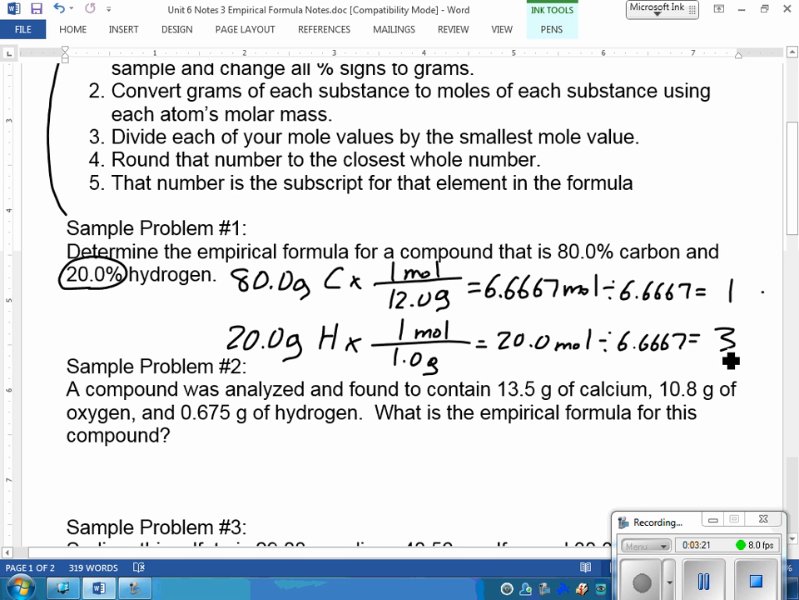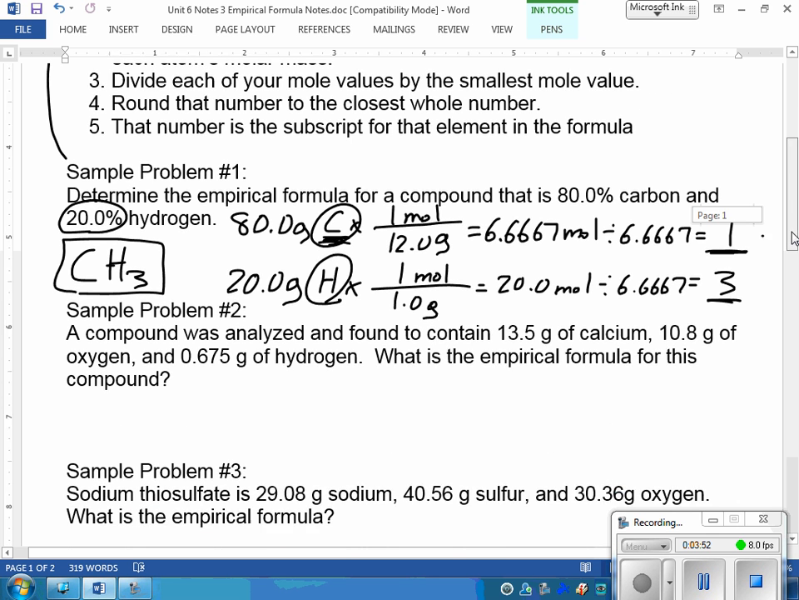And what that tells you is that for carbon, your formula has 1 of them. And for hydrogen in your formula, you have 3 of them. So I'm just going to list them in the same order that they're listed in the problem. They listed carbon first, then they listed hydrogen. I have 1 carbon, so I don't need to put a little 1 subscript there, but for the hydrogen, I need 3. And that's it, CH3. It's pretty much that easy.